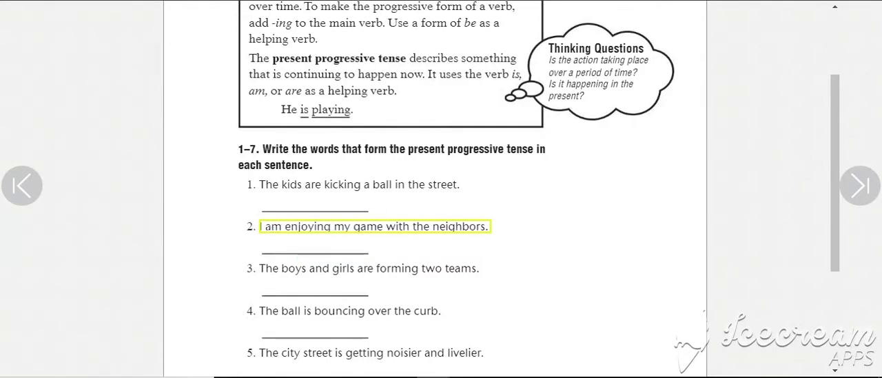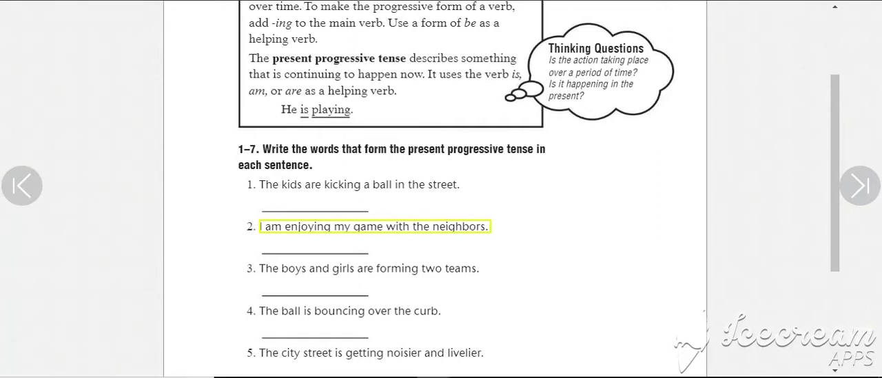So what did I do? What did the kids do? What did the boys and the girls do? What happened to the ball? The city street. What happened in the street? And so on. If you ask yourself this question, you can figure out the verb.